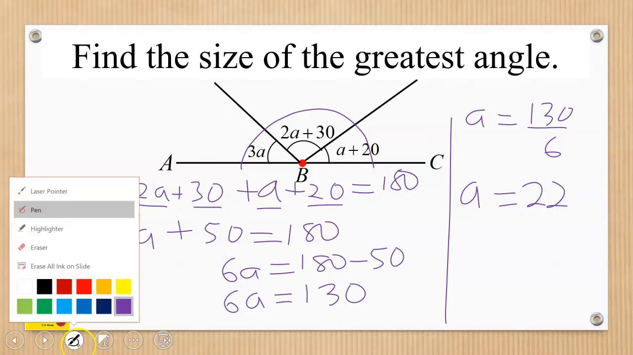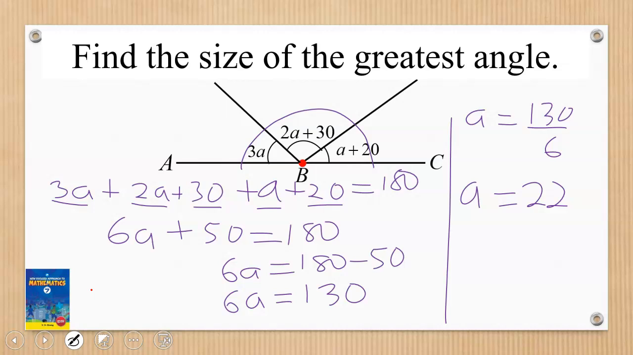So if it is 22, now the question says we want to find the greatest angle. So I'm going to put A here, which will give me 22 times 3, 66. And I'm going to replace A here. That would be 2 times A, which is 2 times 22, giving us 44, plus 30. So here we have 74. Then finally we have A plus 20, which is 42. So the greatest angle is obviously 74.